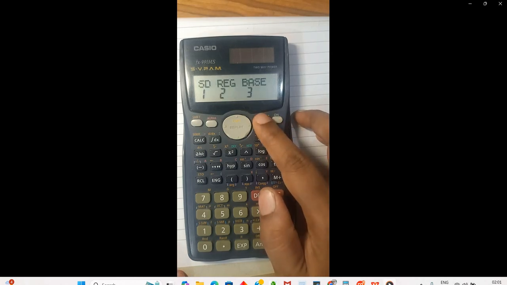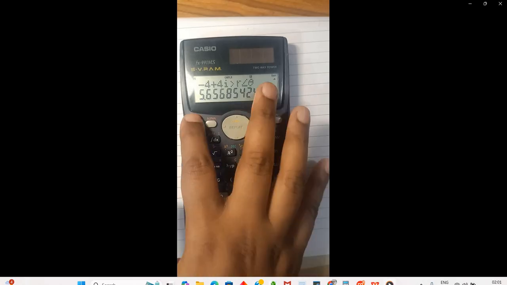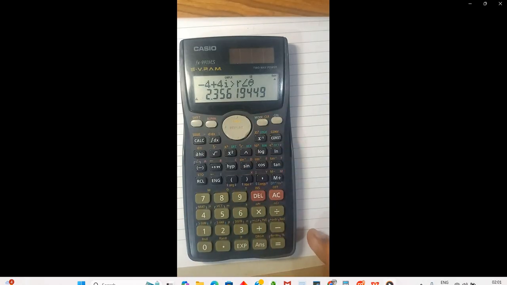Again go to the mode. Change the mode here. Press 2. Now minus 4 plus 4i, shift plus, equal to. Magnitude will be the same. Shift equal to. So this is our angle in radians. Previously in degrees we got it as 135, but here in radians we are getting it as 356. So this is how you have to convert the rectangular form to polar form. Thank you.